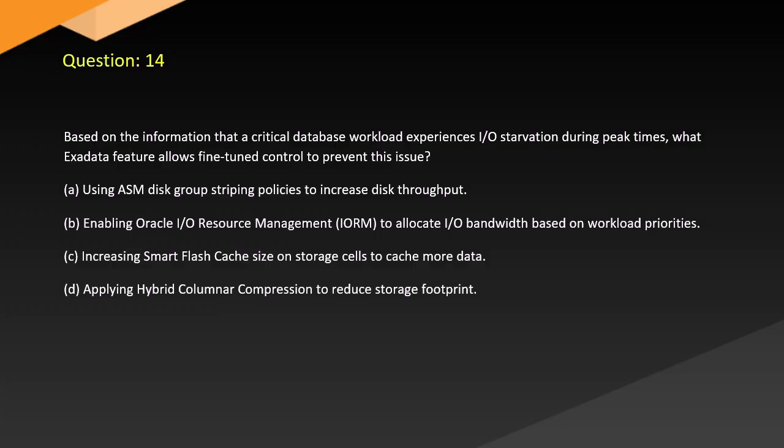Question 14. Based on the information that a critical database workload experiences IO starvation during peak times, what Exadata feature allows fine-tuned control to prevent this issue? A. Using ASM disk group striping policies to increase disk throughput. B. Enabling Oracle IO resource management to allocate IO bandwidth based on workload priorities. C. Increasing smart flash cache size on storage cells to cache more data. D. Applying hybrid columnar compression to reduce storage footprint.